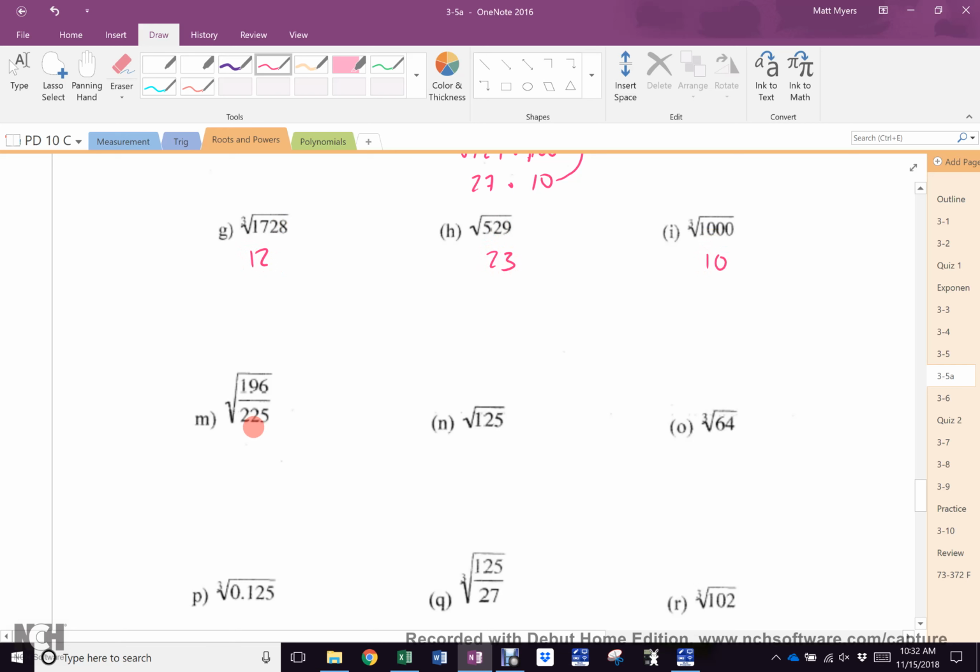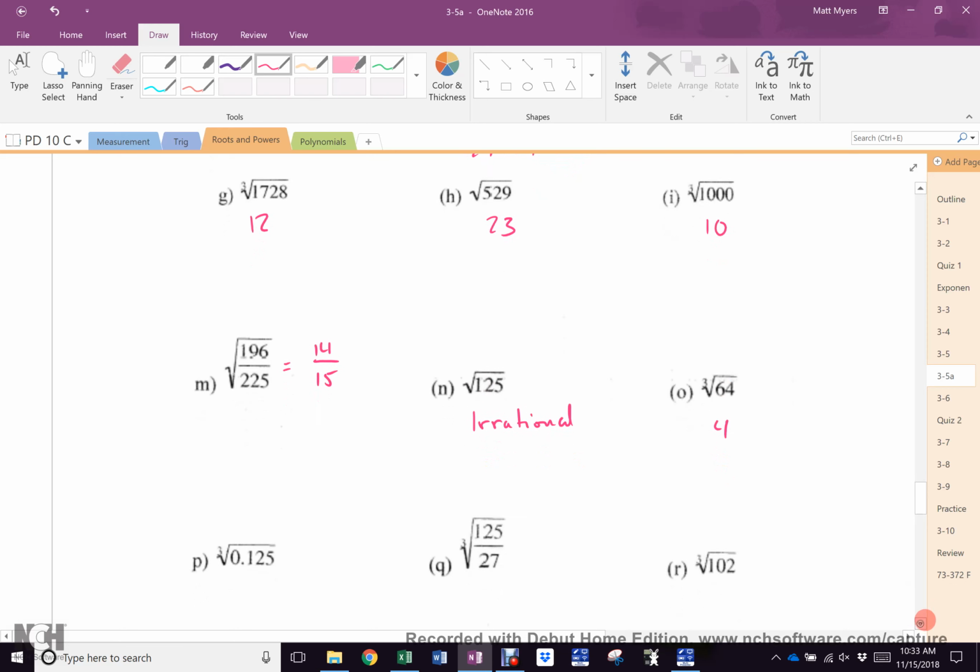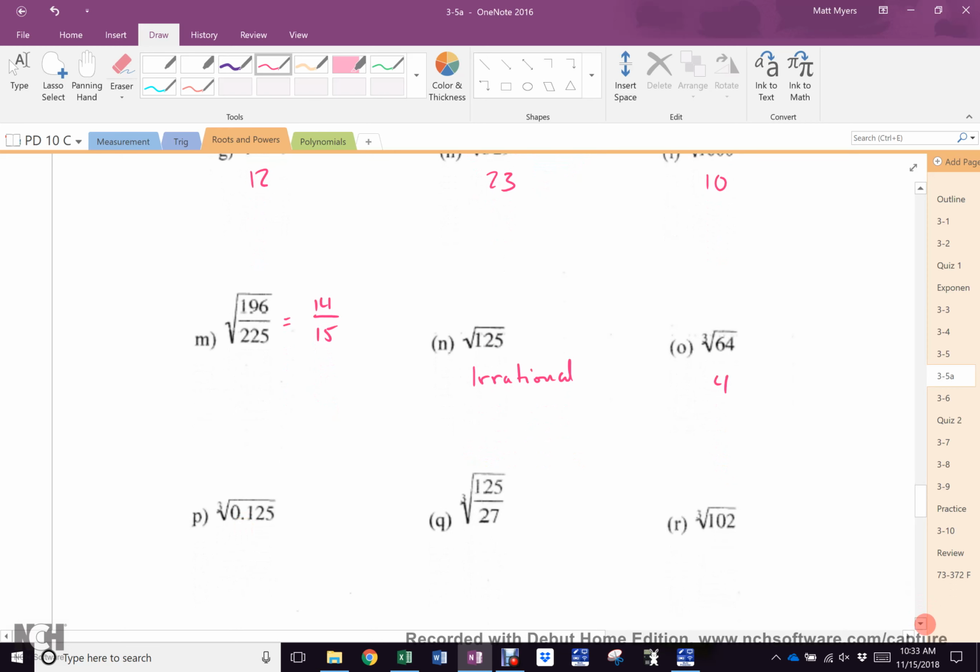Really? Rational. Of course it's rational, because it's 14 over 15. What about this guy? Irrational. What about this guy? 4. What about this guy?